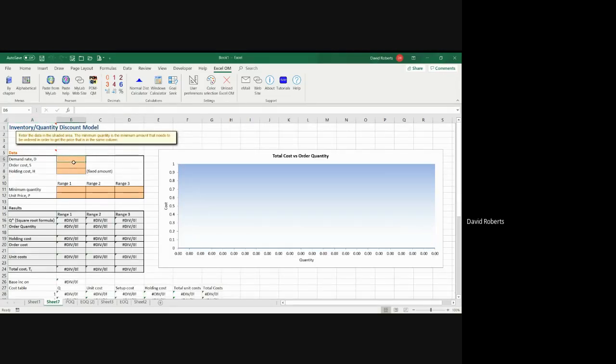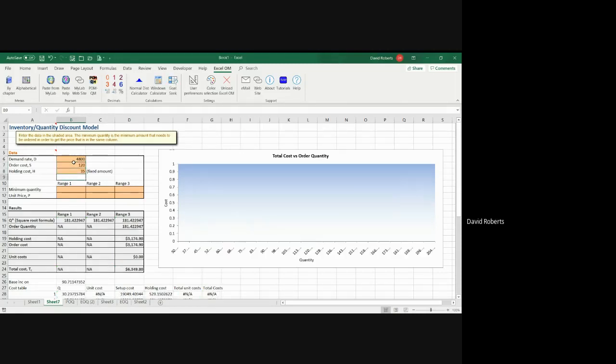The annual demand in this particular case is 400 a month. We have to turn that into an annual demand. So we take the 400 and we multiply it by 12 to annualize it. The ordering costs are $120 every time we place an order, and the holding costs are $35 a unit.